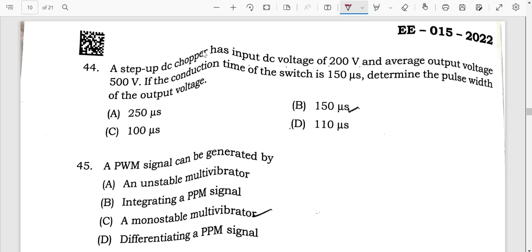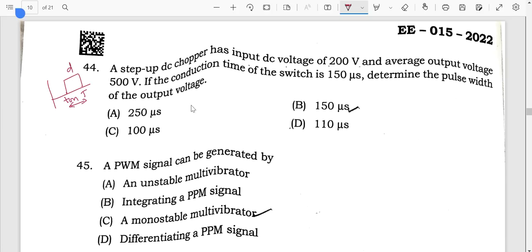Okay, now a step up chopper, DC chopper has an input DC voltage of 200 volts and average output voltage of 500 volts. If the conduction time of the switch is 150 microseconds, determine the pulse width of the output. So pulse width of the step up chopper will be like this. Here we have a T on and here we have a time period. So difference between the time period of T and T on will tell us the pulse width here. Okay, so this is the pulse width here. We can tag as a T here.